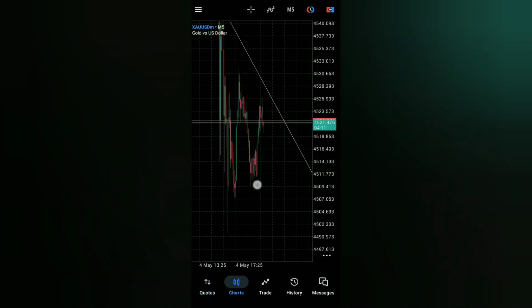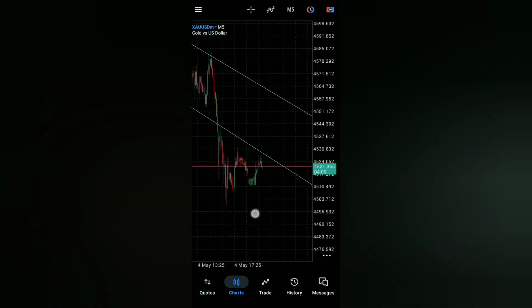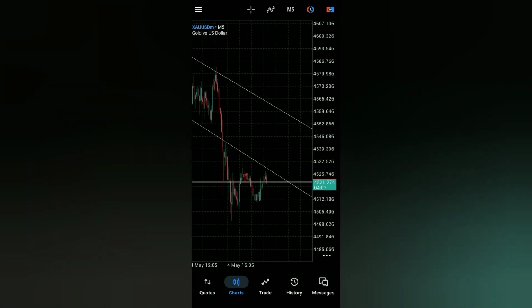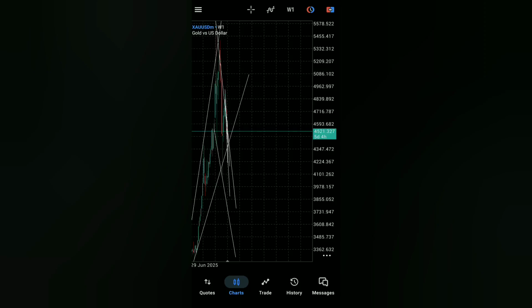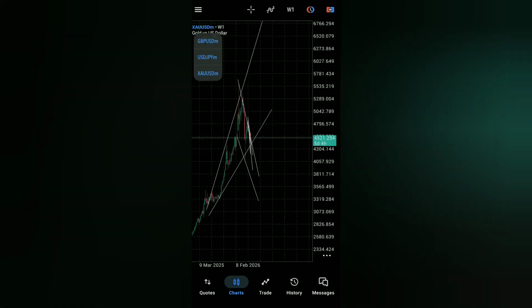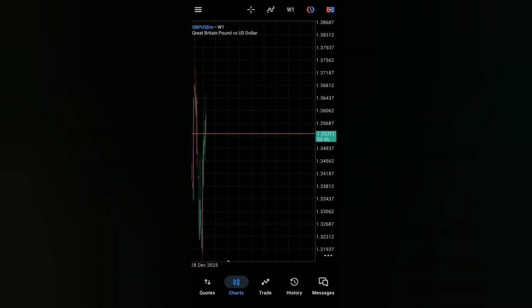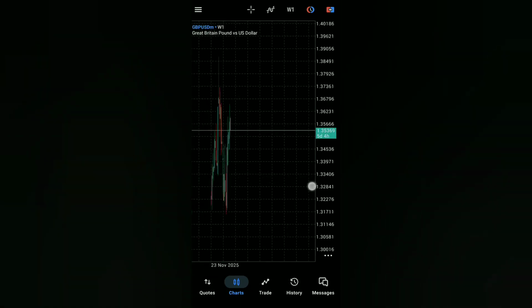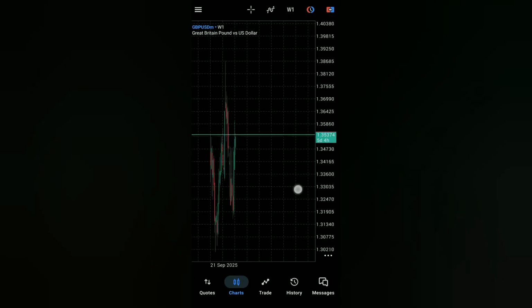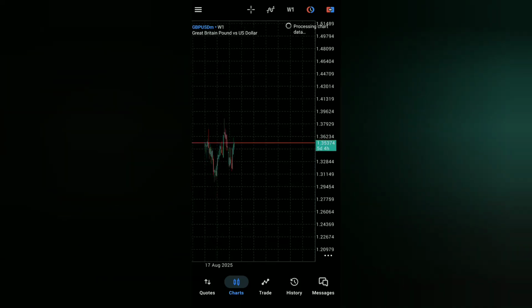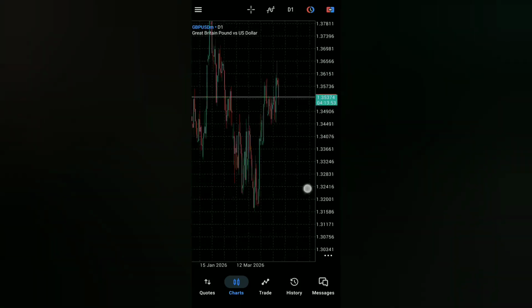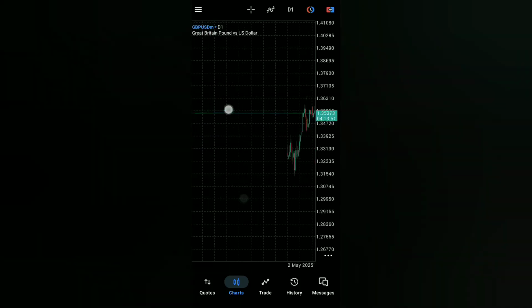Before I make an entry, are you listening? Before I make an entry, I will come to the weekly time frame and look at what is happening. Let me use this one that I've not drawn any line on. Before I make an entry, I'll come to the weekly time frame, or let's say the daily time frame, and see what is happening on the daily time frame.